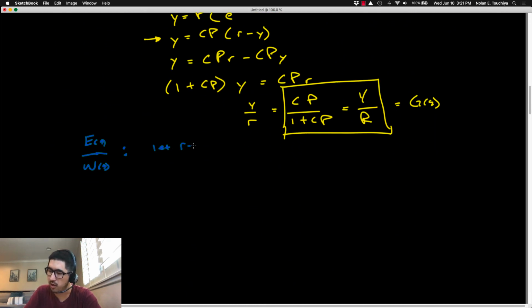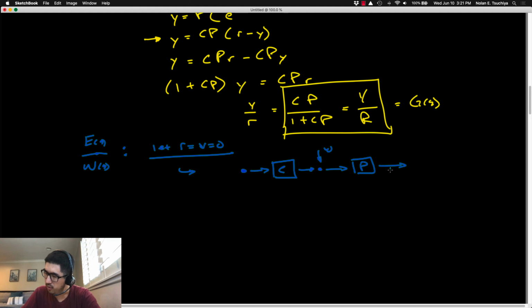So let's let R equal V equals 0, and with that assumption, I can redraw the block diagram as really it's just going to look like this. So there's C, I still keep W, but I'm going to get rid of V and R. Okay, so this is the entire block diagram. There's no R here and there's no V here. This is still labeled E, this is still labeled U, and this is still Y.